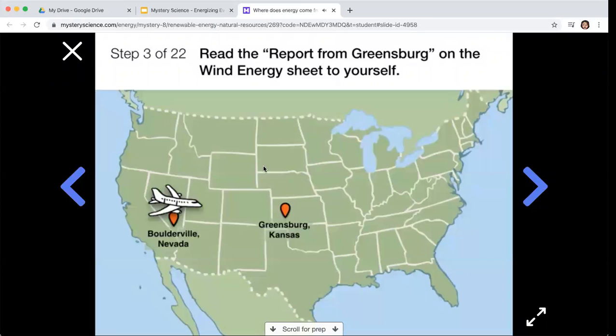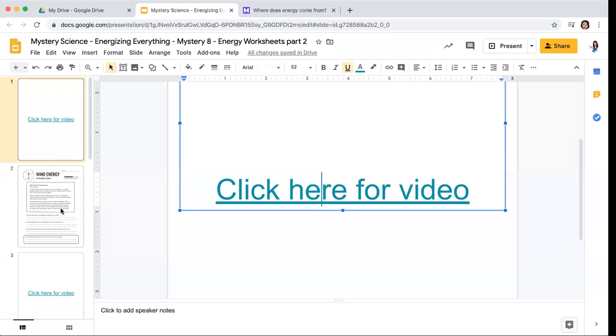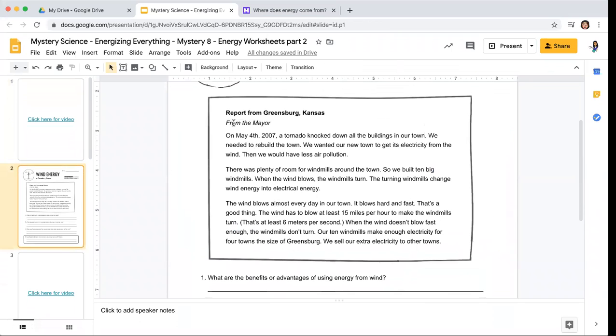Okay, so you see that blue thing. Again, this is where you're going to go to your document. You're going to read this specifically. That's from the mayor, Greensburg, Kansas.